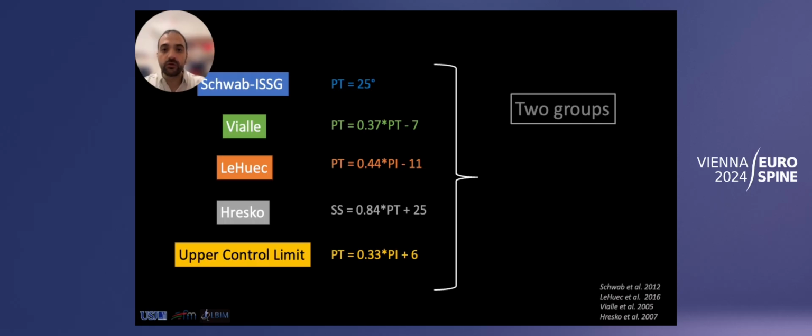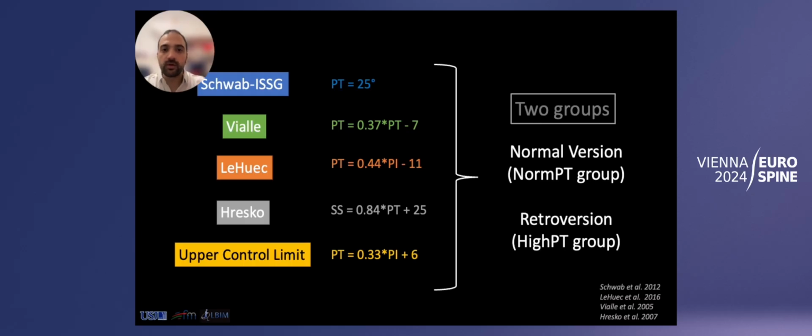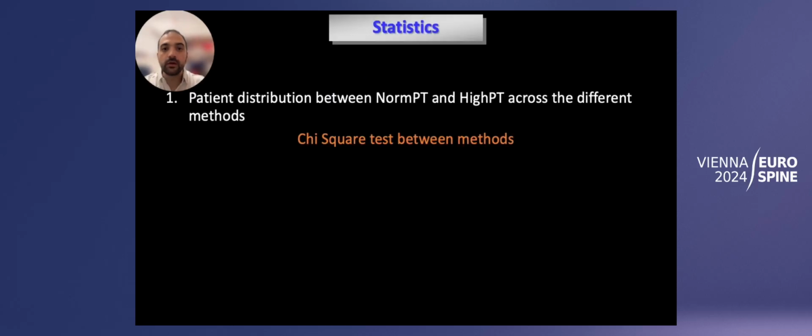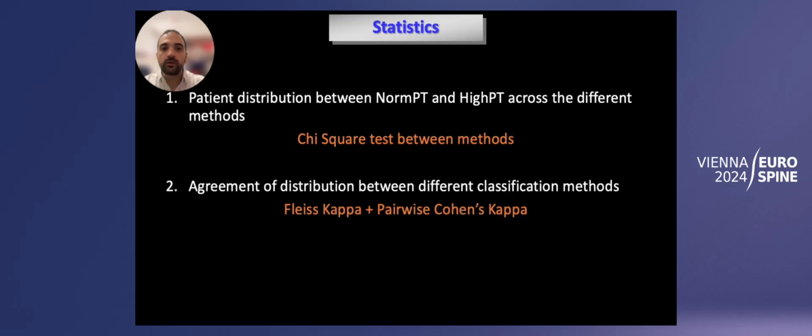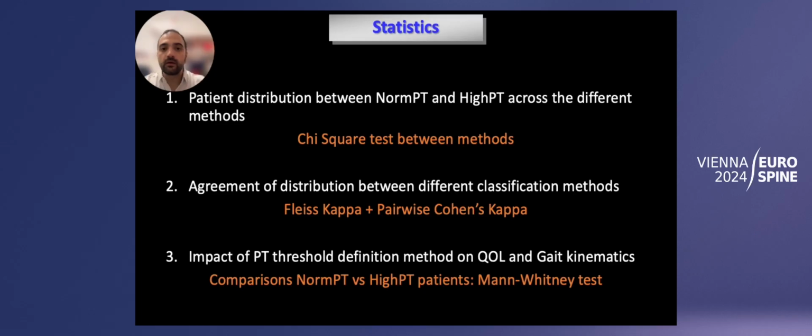From these different thresholds, two groups were derived for each method. Patients with normal version, termed norm PT, and patients with retroversion, termed high PT. In order to assess patient distributions between these two groups, a chi-square test was computed. The agreement between the different classification methods was then evaluated using Fleiss kappa, then followed by a pairwise Cohen's kappa. And finally, the impact of pelvic tilt threshold methods on quality of life and gait kinematics was compared.